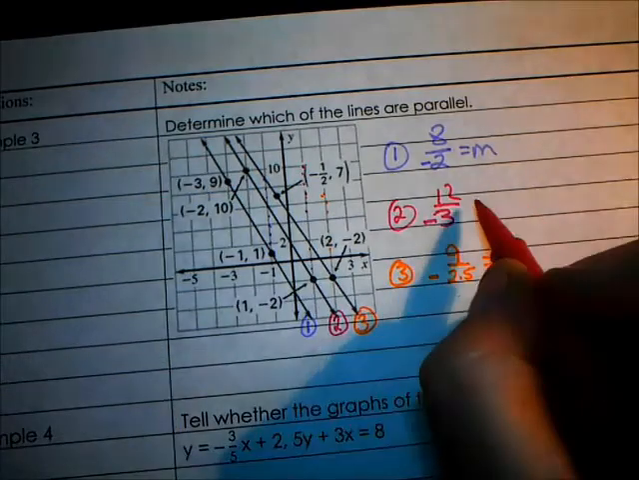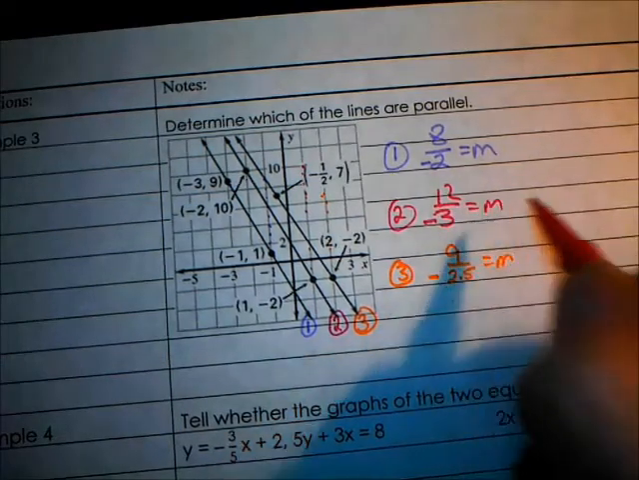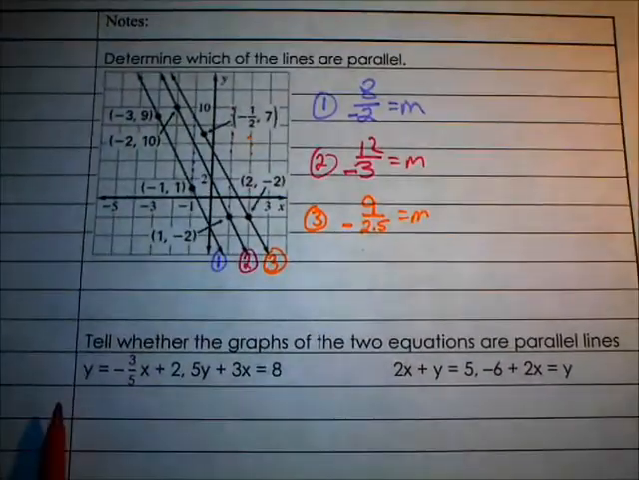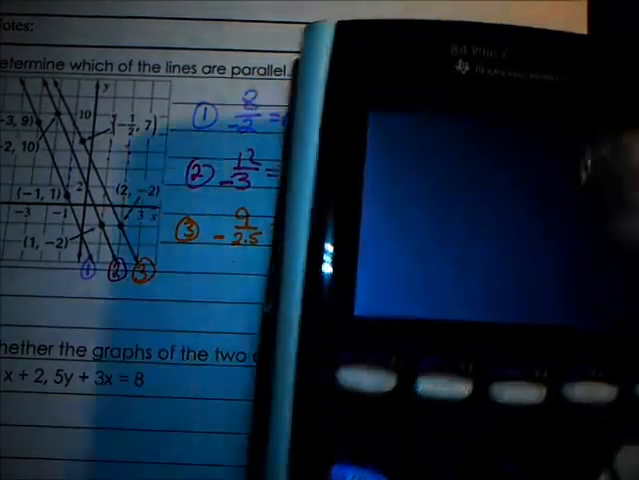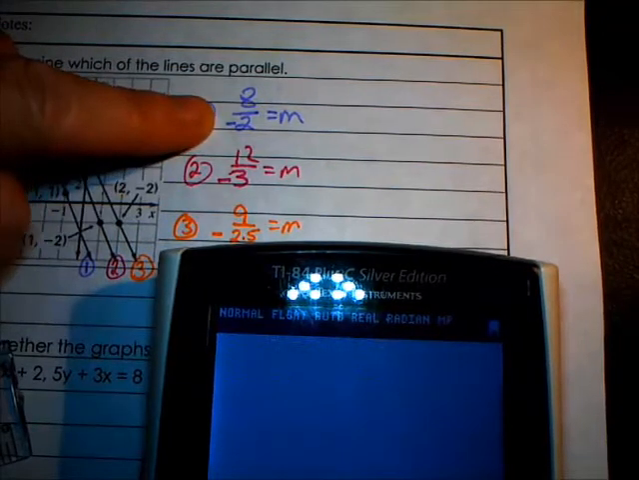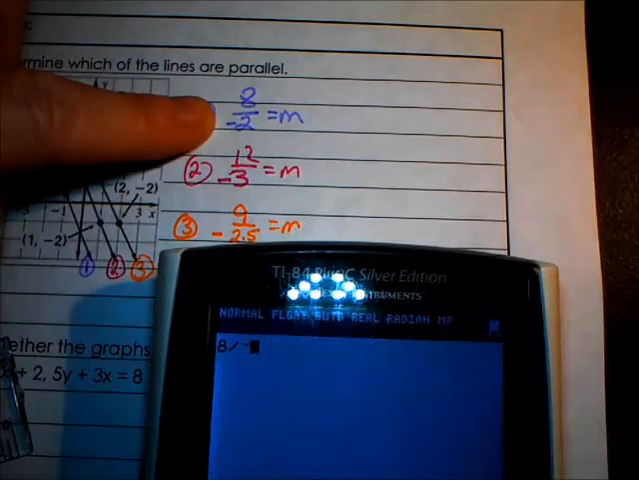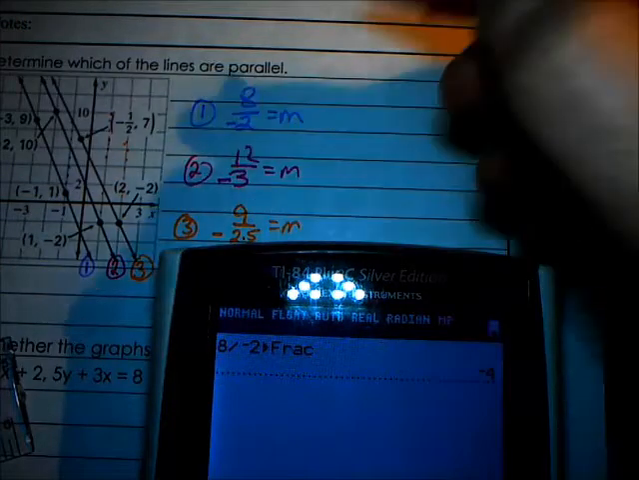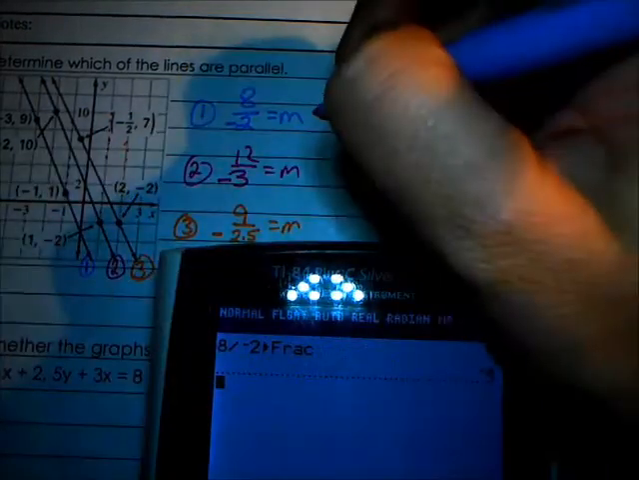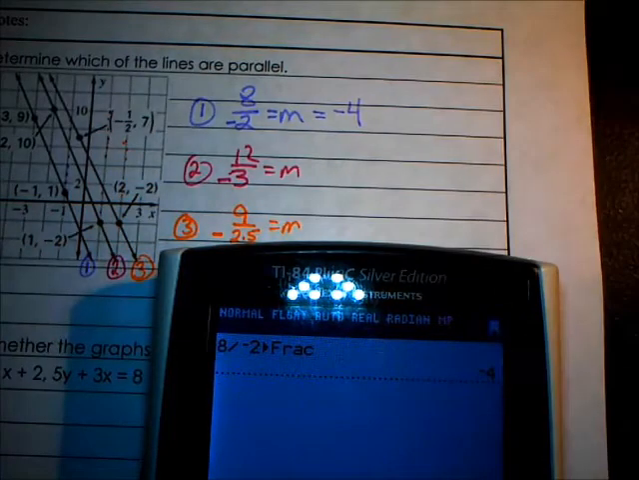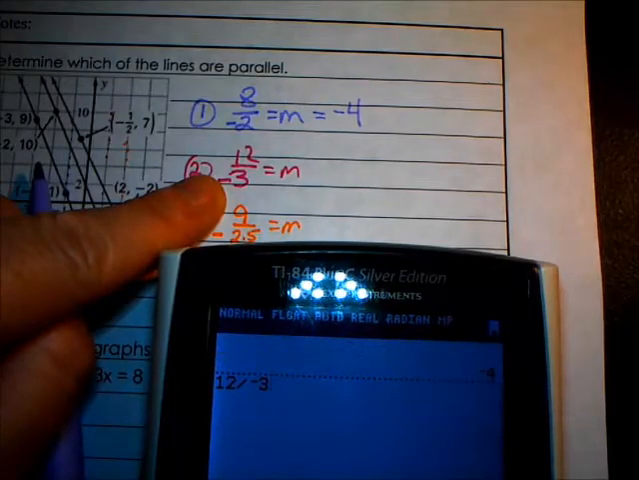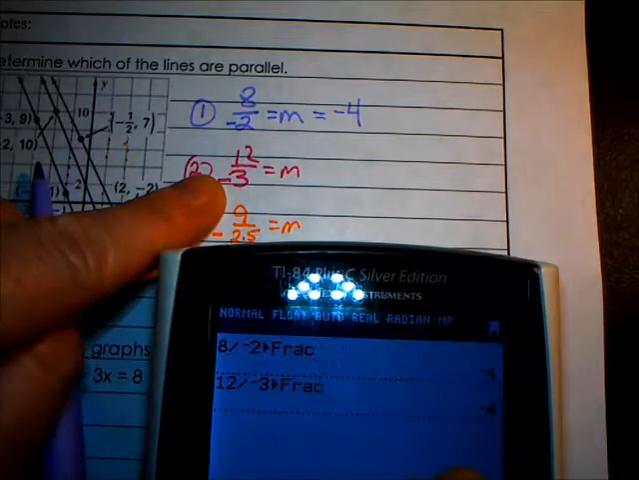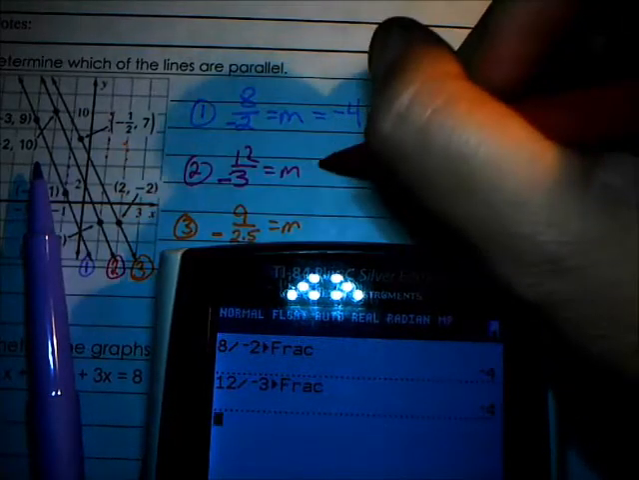Okay. Alright, I'm going to grab my calculator here. And, oops, got to turn it on. I'm going to take the first one, 8 divided by negative 2. I'm going to math bracket and see that this is equivalent to negative 4. Okay. I'm going to take the second one, 12 divided by negative 3, and math bracket and see that it is equivalent to negative 4.